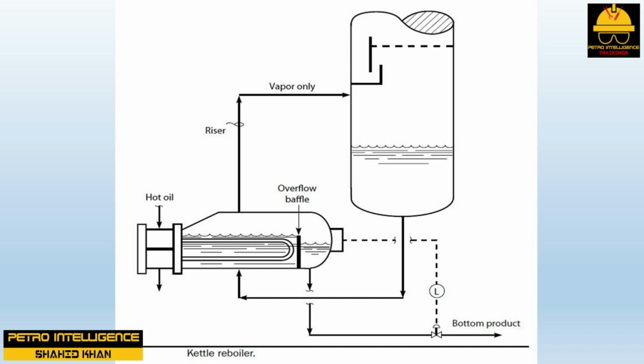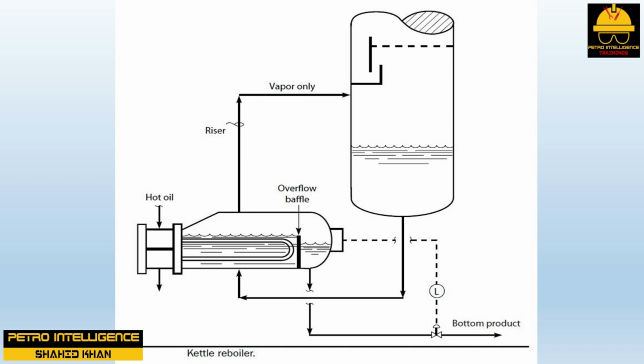Note that in a kettle reboiler, the bottom's product level control valve does not control the level in the tower, it controls the level on the product side of the reboiler only. The liquid level on the boiling or heat exchanger side of the kettle is controlled by the internal overflow baffle. But what controls the tower bottom liquid level? To answer this, let us see how such a gravity-fed or kettle reboiler works.